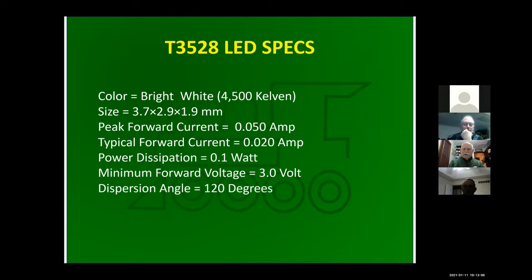They recommend the typical forward current to run at is 0.02 amps. And that LED will dissipate about 0.1 watt, which is important when you think about resistors, okay? And the minimum forward voltage, the amount of voltage it takes to get the LED to actually light, is 3 volts. Until you reach that point, it's not going to do anything. That number is going to be used a little bit later on. And for that particular LED, the dispersion angle, the angle at which the light comes out, is 120 degrees. We're going to look at all those numbers as we go along.